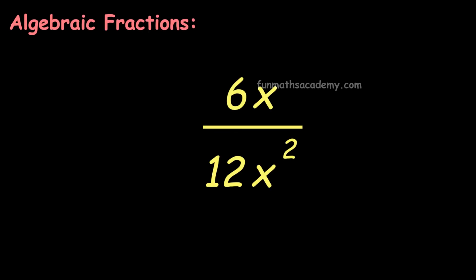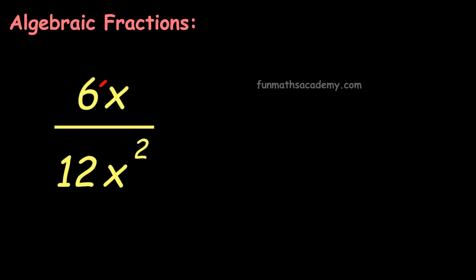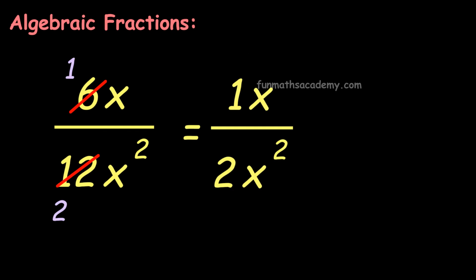Algebraic fractions. If you've got a fraction with variables and numbers, you might be able to simplify it. The process is similar to reducing regular fractions. First we divide the numbers. Then we look for the variables that are common in both the numerator and the denominator and cancel them out. When we cancel variables, we are actually dividing by those variables. Let's look at some examples to understand this better.